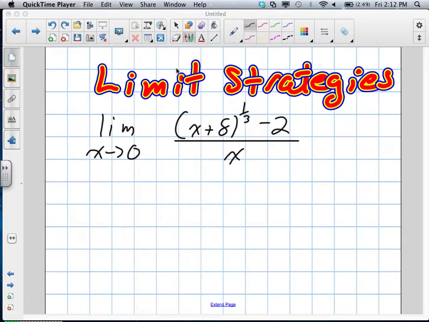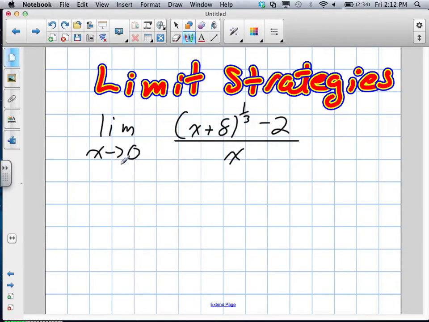Okay, going over some limit strategies. We have a limit again. Now, we need to, first of all, look at the limit as x approaches 0. We're not going to be able to just plug things in because we're going to be left with something that's indeterminate, because x is on the bottom. So if 0 is plugged in for that, we're unable to solve for a limit.